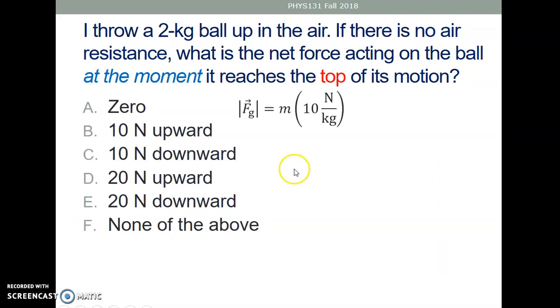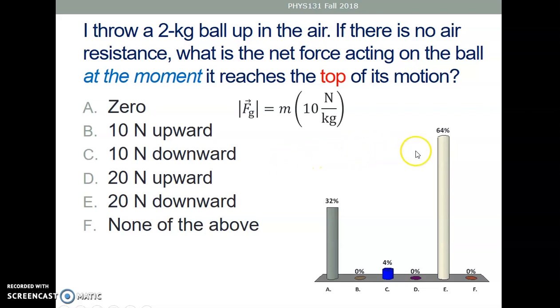Alrighty, next question. I throw a 2 kilogram ball up in the air. If there's no air resistance, what is the net force acting on the ball at the moment it reaches the top of its motion? Okay, so I throw it up in the air. At that instant it reaches the top of its motion, what is the net force? Is it A, 0? Is it B, 10 newtons upward? Is it C, 10 newtons downward? Is it 20 newtons upward? Is it 20 newtons downward? Or none of the above? Okay, pause the video, read the selections carefully, and make your selection.